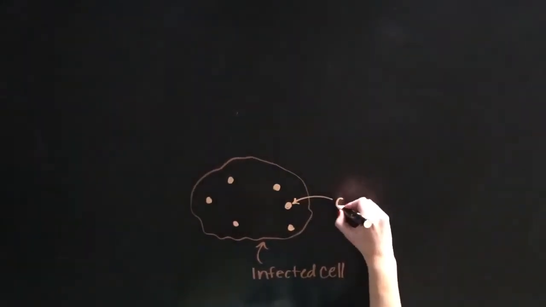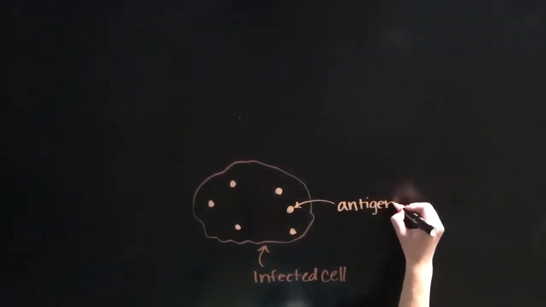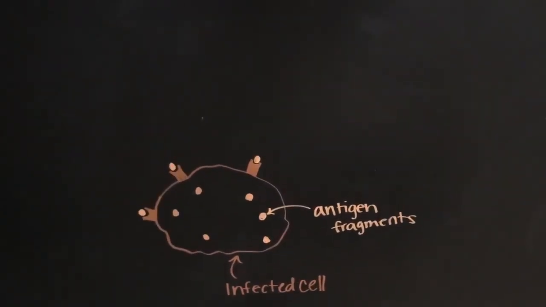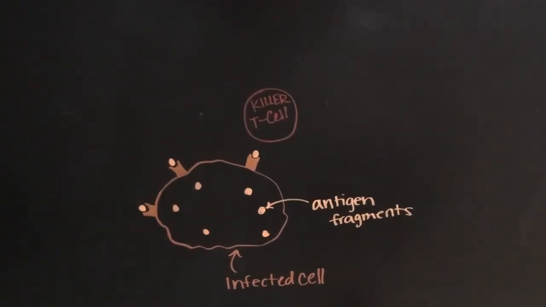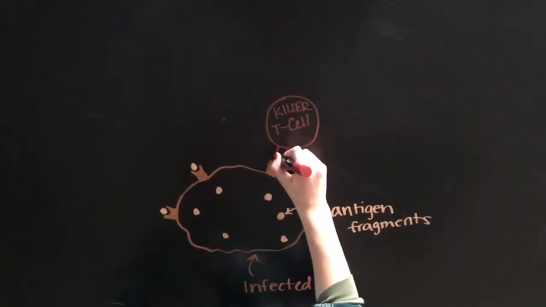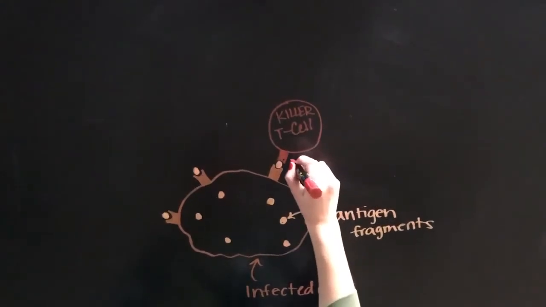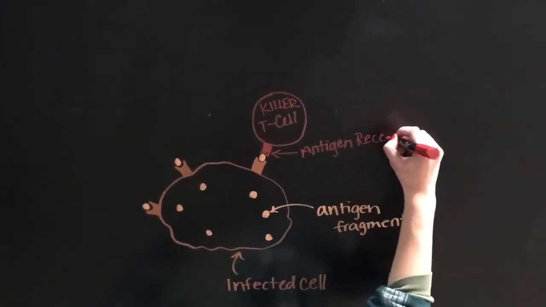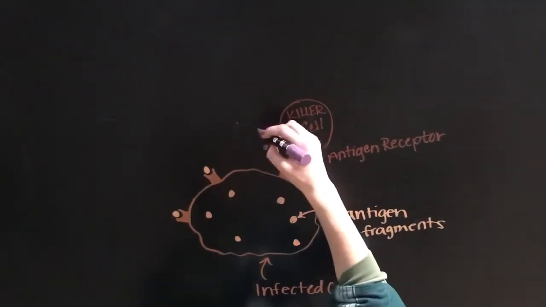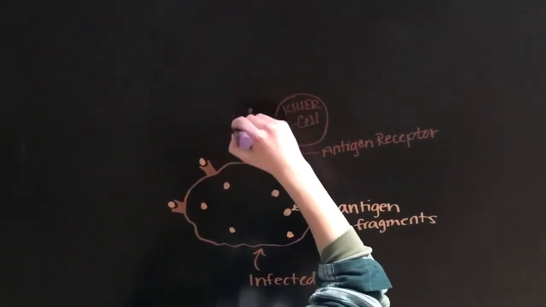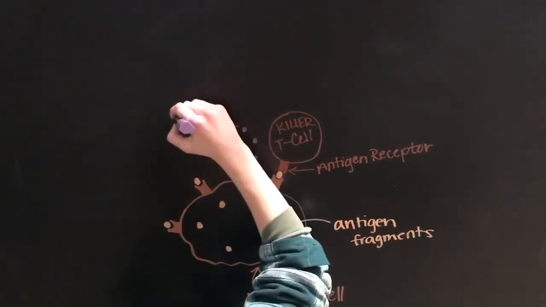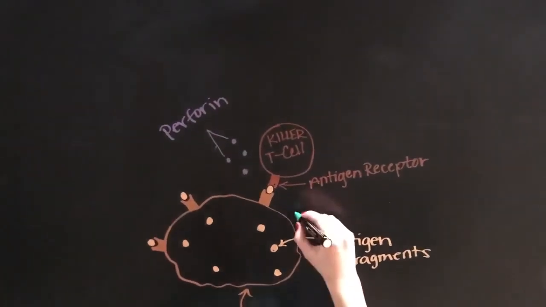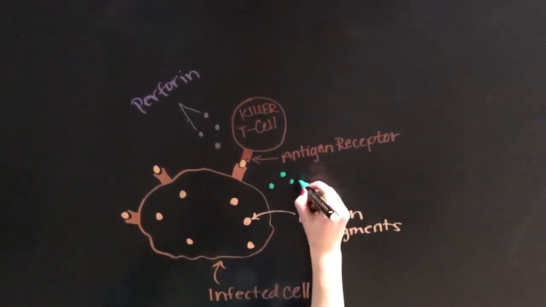It carries the antigen in it, fragments of it, and then it also has MHC molecules and displays the antigen fragments on the cell surface. So the T cell comes up with it and has antigen receptors similar to the helper T cell and binds with the MHC molecule and the antigen, and then it starts a signaling pathway, which the response is producing perforin, and it's also producing granzymes.